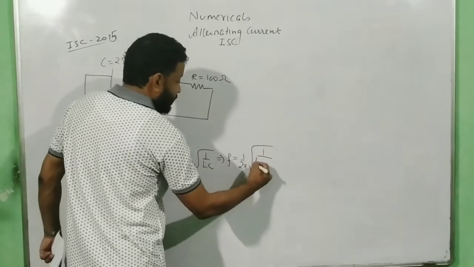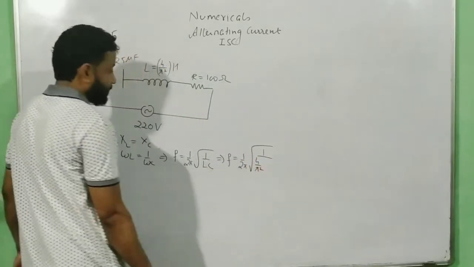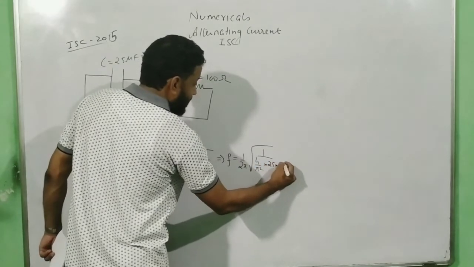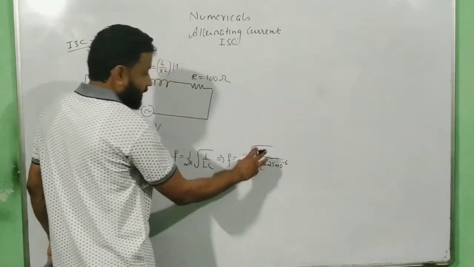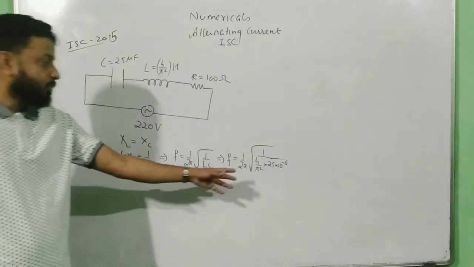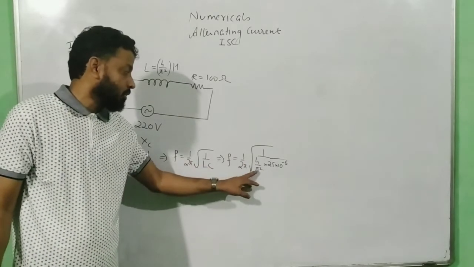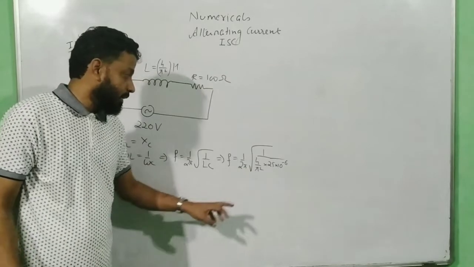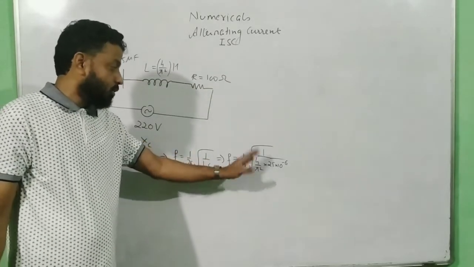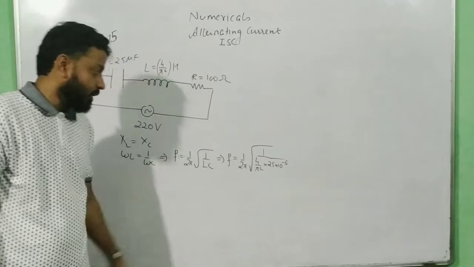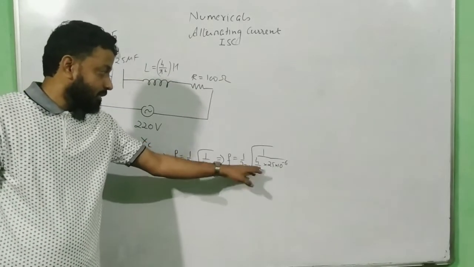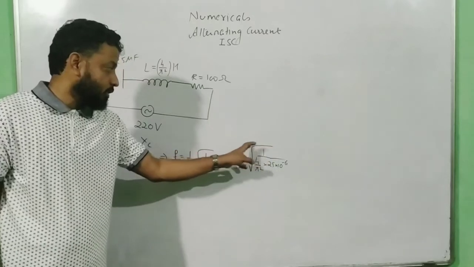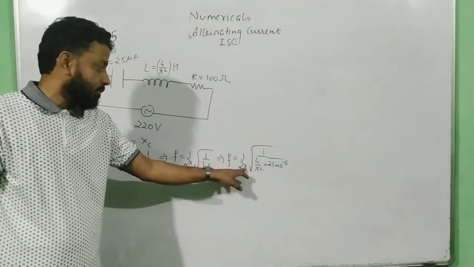L is 4 by pi square into C, and C is 25 into 10 power minus 6. The data are so beautifully given that things will get cancelled out. Pi square will come out and will get cancelled with this pi. Remember, this pi square is in the denominator of the denominator, so it will go at the top. When the pi square comes out of the square root, it will get cancelled with the pi.